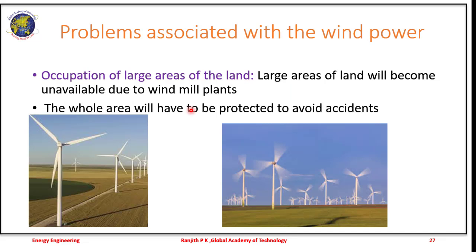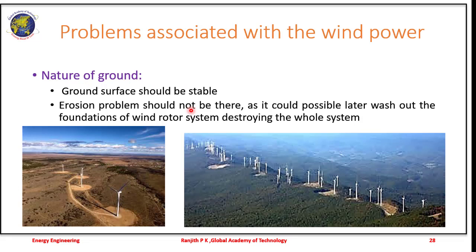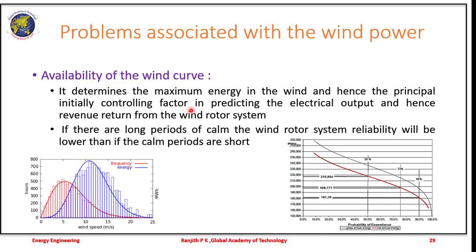Then it occupies large areas of land, and the land is unavailable for other use, and it has to be protected in order to avoid any accidents. Then the nature of the ground surface should be very stable. Erosion should not exist, as at some point it could wash out the foundation, and it could end up destroying the whole windmill setup.